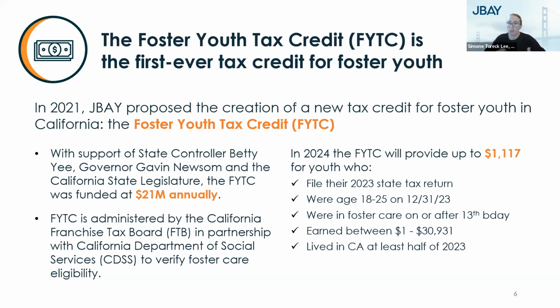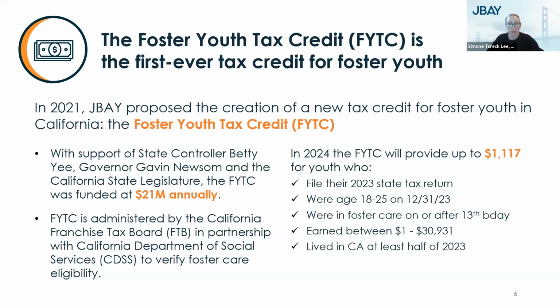So in 2024, to receive the credit, youth have to file their 2023 taxes. And they could also file 2022 taxes if they missed it in 2022. And the eligibility is as follows for filing your 2023 taxes. They have to have been between 18 and 25, meaning they have not turned 26 on the last day of the tax year. So in this case, for next year, it'll be December 31, 2023.